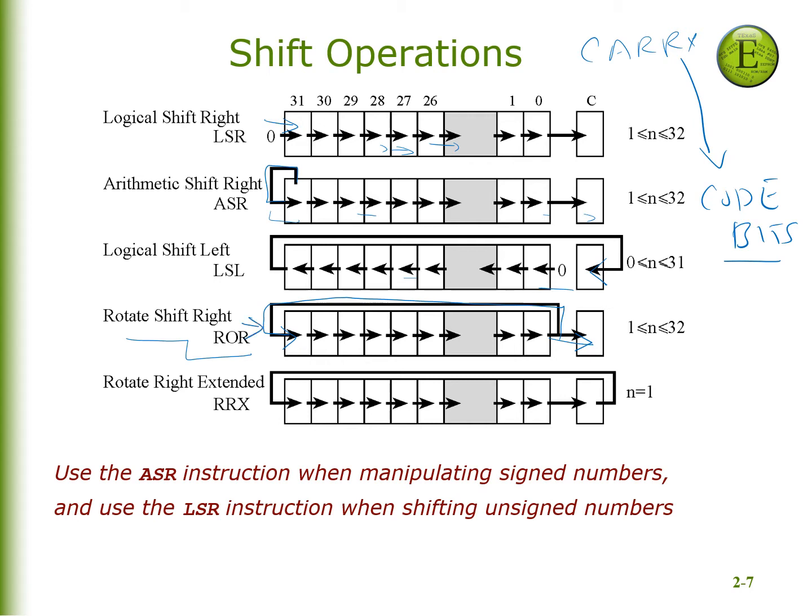That's rotate shift right. And then finally we have rotate right extended, RRX, in which we utilize the carry bit to extend the size of the register. So again, all the bits are shifted right. The bit that is shifted out from the least significant position goes into the carry bit, and then the carry bit goes back and it enters the register from the left hand side. So this is how the RRX works.